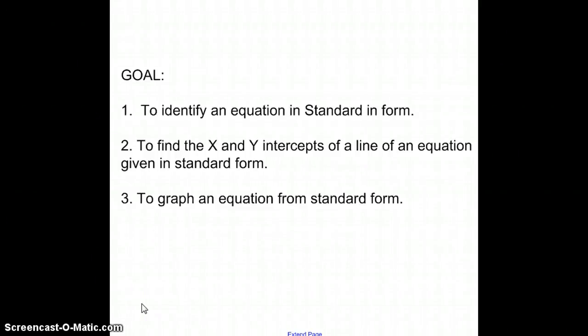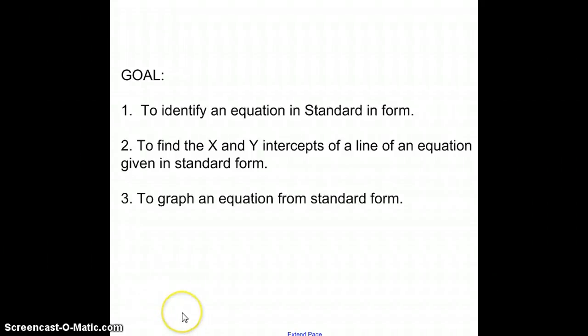In this video we're going to be taking a look at linear equations that are written in standard form. So far we've been working with linear equations that are in our slope-intercept form, y equals mx plus b. In this case we're going to be looking at standard form.